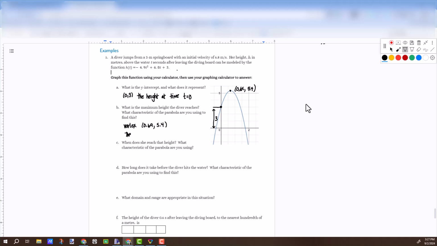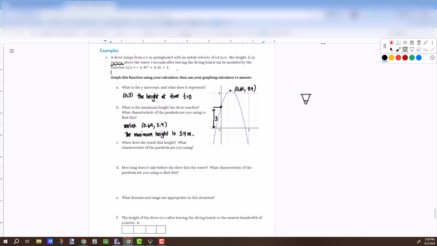So the maximum height the diver reaches is, oh, let's see, 5.4. Oh, and it's 5.4 what? Well, that would be in meters. So we have to make sure when we do these word problems that we include not only the correct rounding of decimal places if it asks us to, but also units.